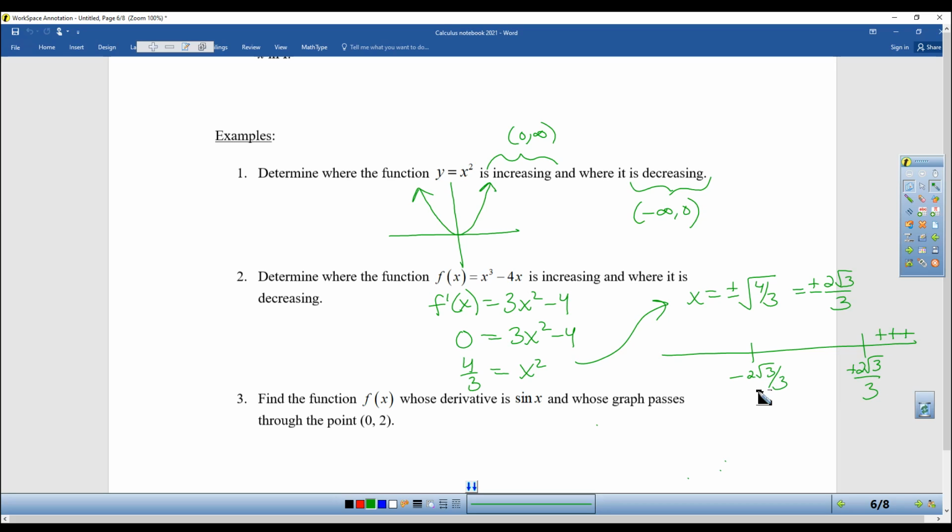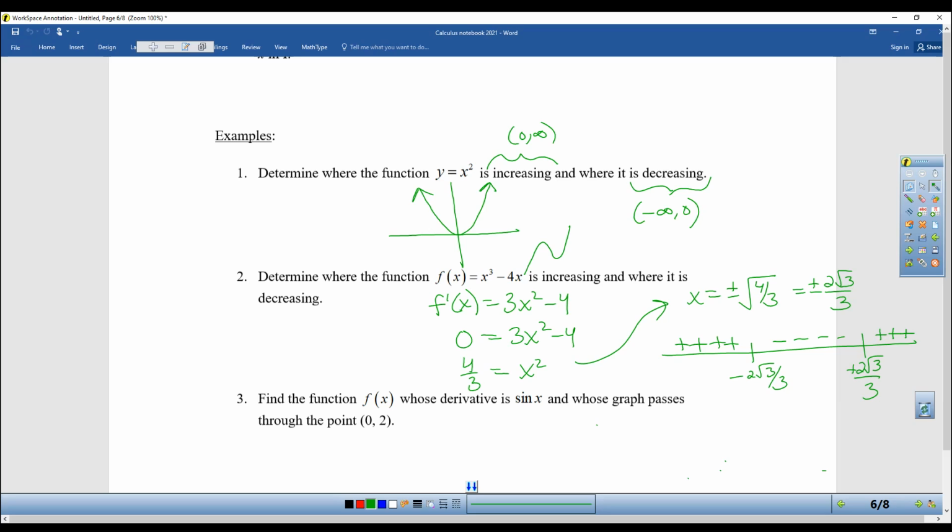A nice easy one between a negative and a positive is 0. If you plug a 0 into your derivative equation, you'll get a negative. And if you plug in, again, 100, negative 100, it'll still come out to be positive because it's being squared. But you knew that, didn't you? This is a cubic function. You knew it was going to be rising, falling, rising. But you did need the derivative to find these points.